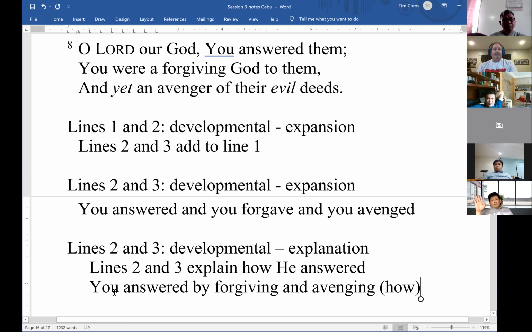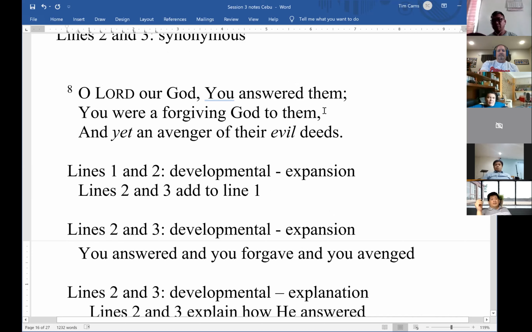Pastor Tim, the punctuation marks really help. Because in line 1 of verse 8 there's a semicolon after "you answered them." And then it continues with line 2, but line 2 and 3 were connected with just a comma. So it really helps to separate line 1 from 2 and 3.